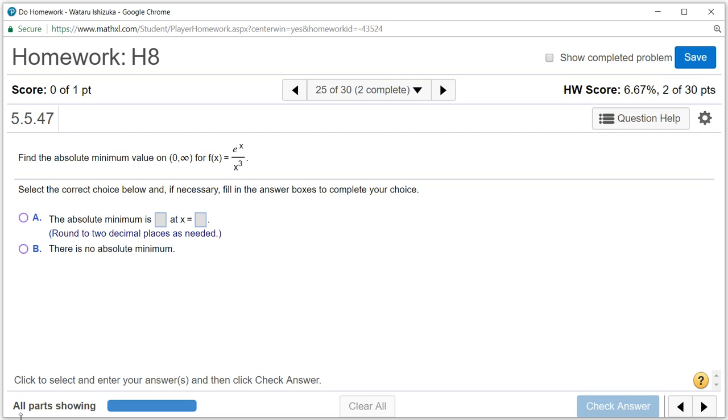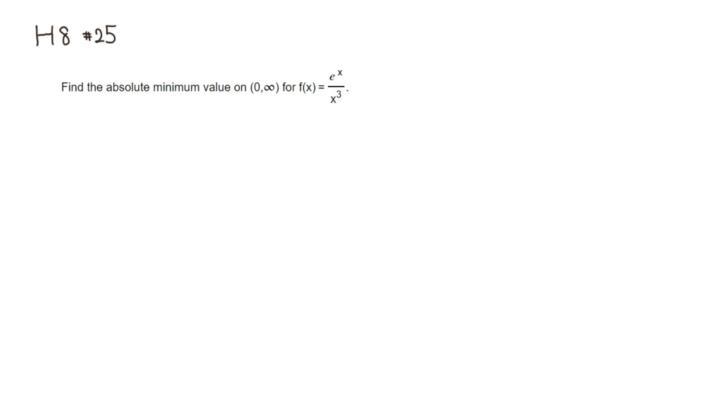All right, let's look at homework 8, problem number 25. We are looking for the absolute minimum value of the given function on the interval from 0 to positive infinity. All right, so let's do that. Let's look for the critical number, so we need to find the derivative.